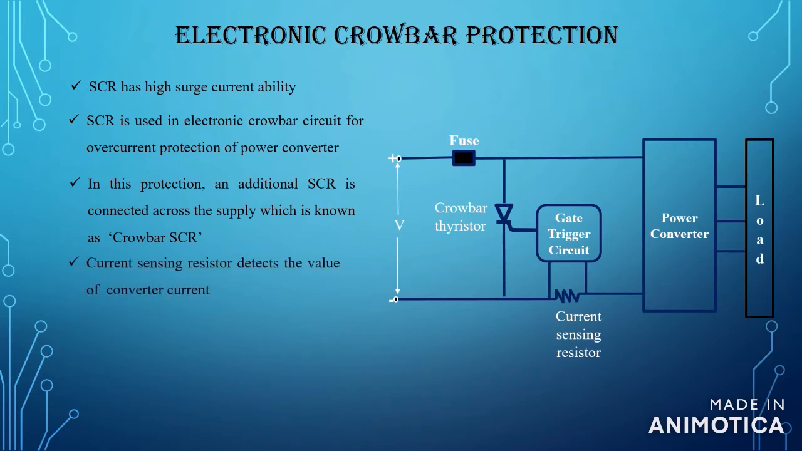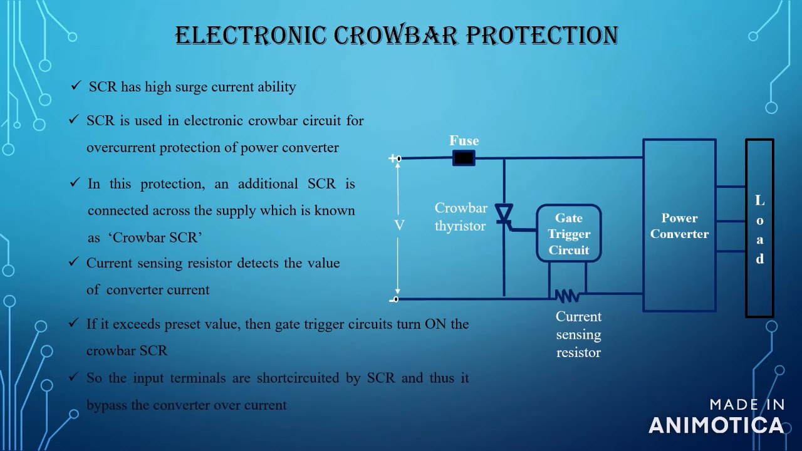Okay, so this is what we have discussed. The current sensing resistor detects the value of the converter current, so it will trigger the thyristor. So the thyristor will protect the power converter.